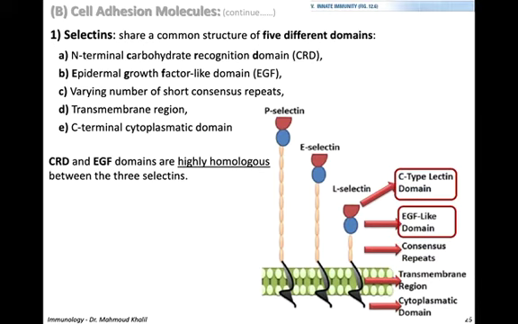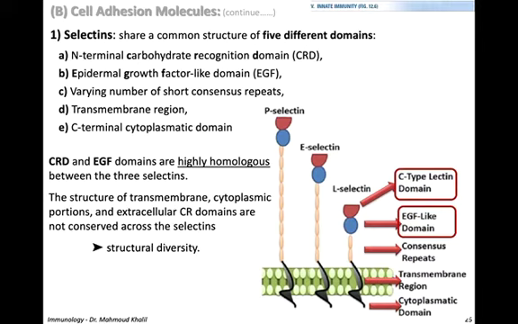You need to understand that the CRD and EGF domains are highly homologous between the three selectins, so they are actually the same. While the other 3 domains, the short consensus repeats, transmembrane and cytoplasmic, are not conserved across selectins. This non-conservation shows the structural diversity of selectins.